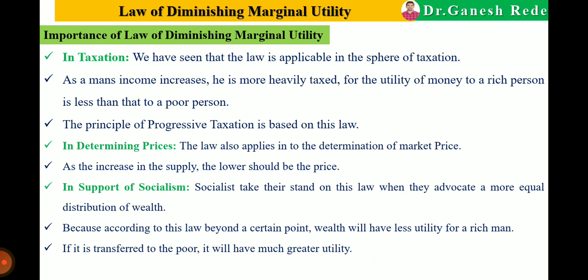In support of socialism, socialists take their stand on this law when they advocate a more equal distribution of wealth. Means in wealth distribution, they apply this law of diminishing marginal utility. According to this law, beyond a certain point wealth has less utility to a rich man, so if it is transferred to the poor it will have greater utility. So this law supports socialism.